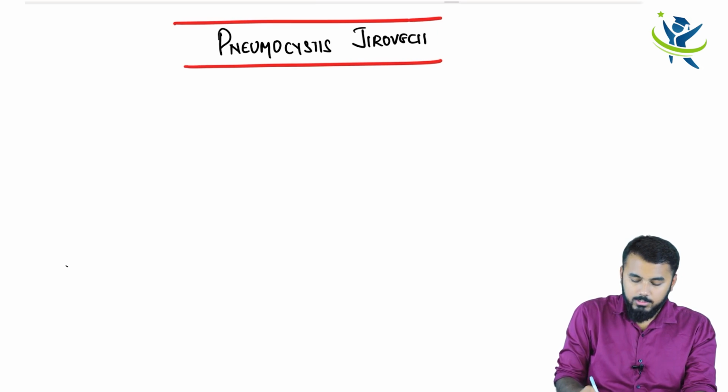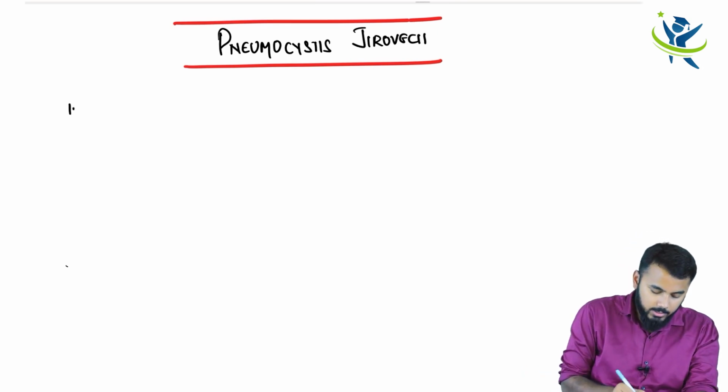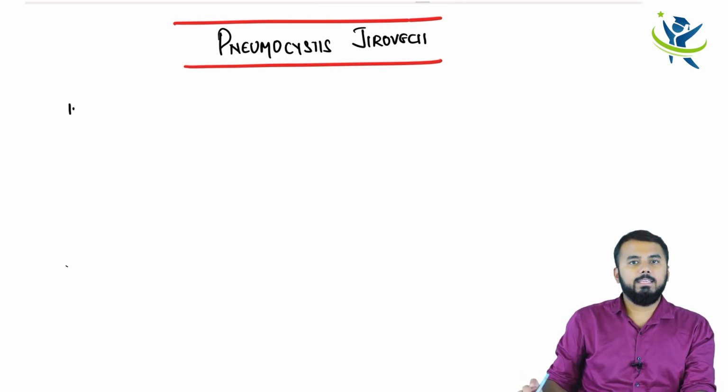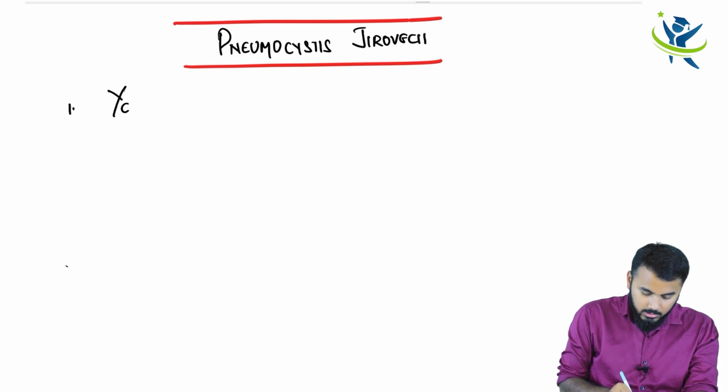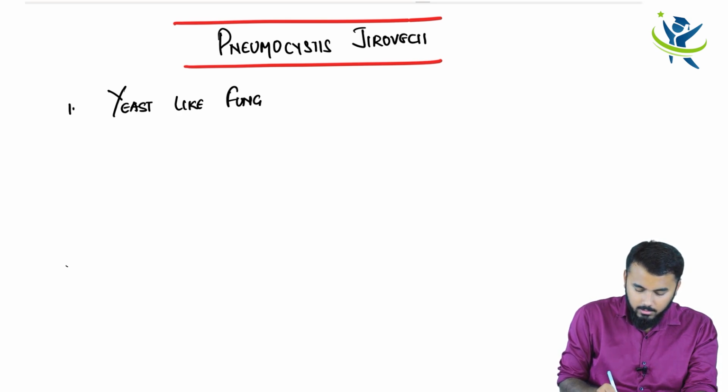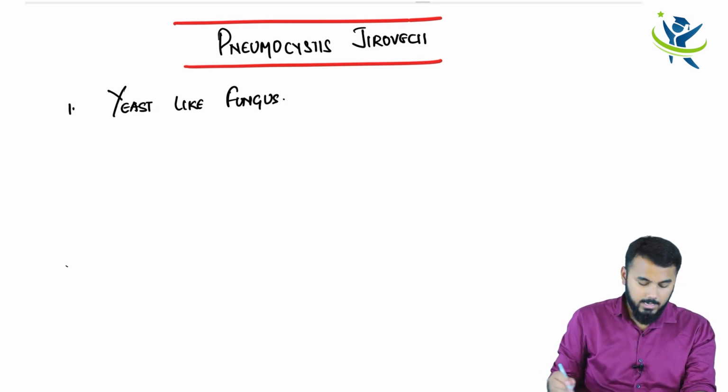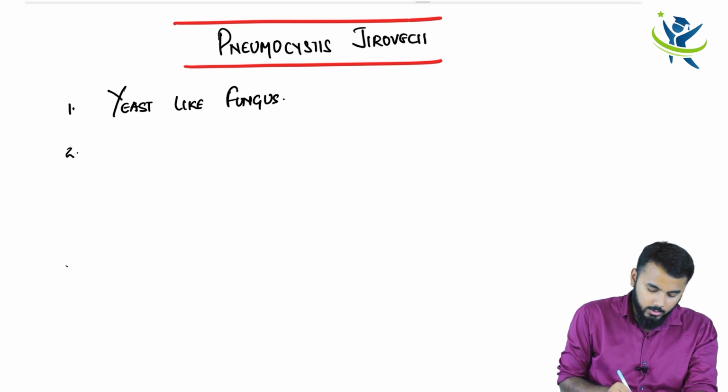Now in this Pneumocystis jirovecii, the first important thing you need to know is that this is a yeast-like fungus. This is a yeast-like fungus, and how do you get it? You get it by inhalation.